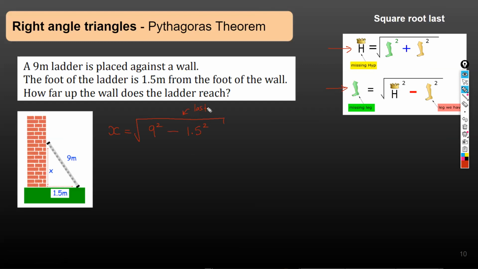9 squared minus 1.5 squared, we get 78.75. We have to square root that. And when we do, we get 8.87, not centimeters, my mistake, meters. For those who got it wrong, let me know if you spotted your error, right?